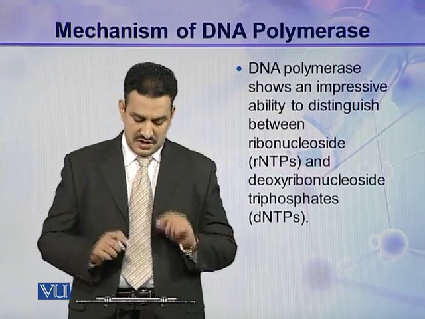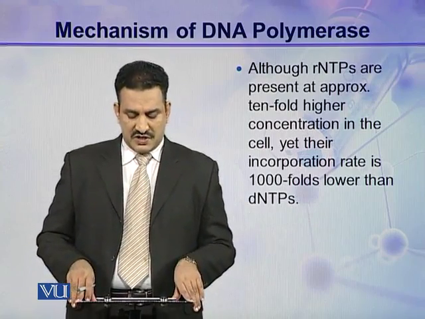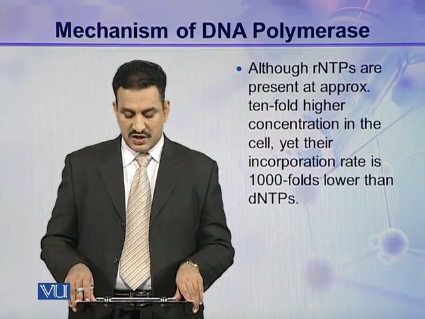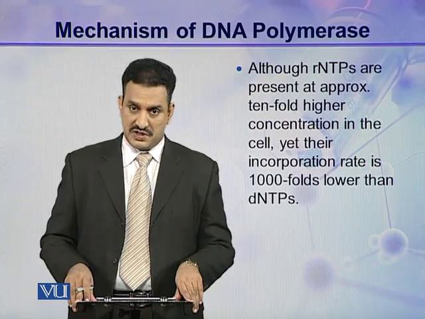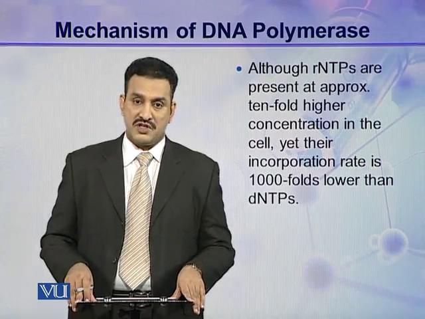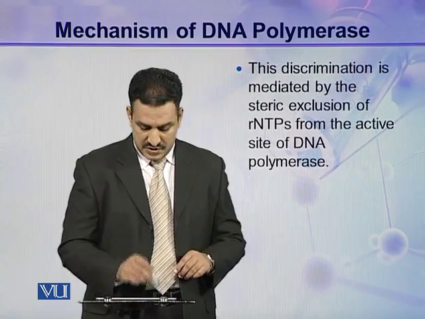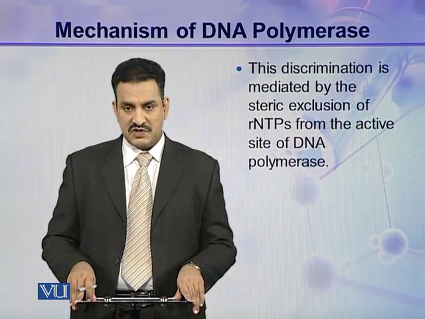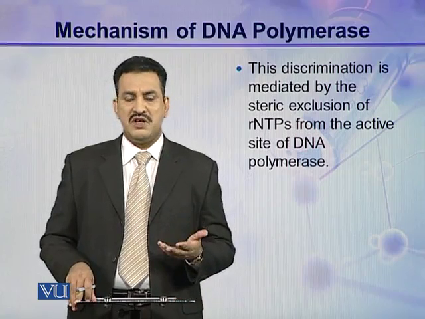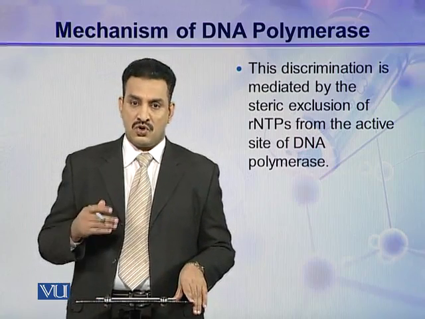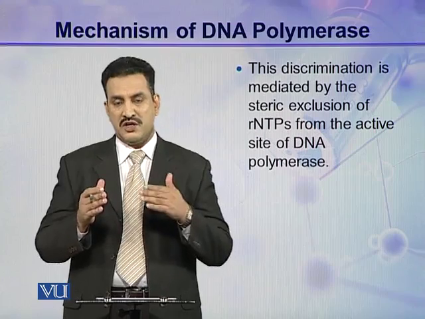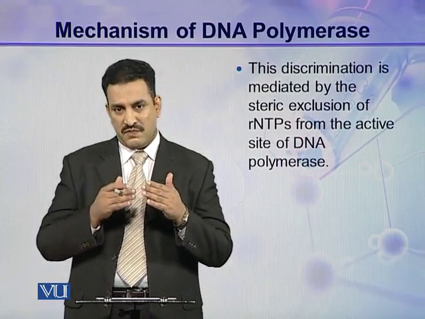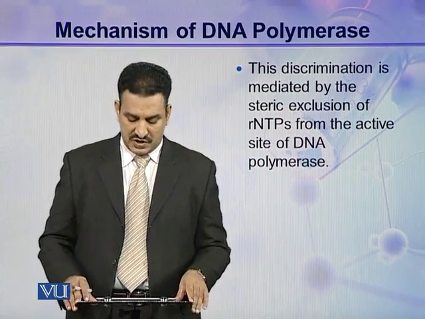between RNTPs and DNTPs. Although RNTPs are present at approximately 10 fold higher concentration in the cell, yet their incorporation rate is 1000 fold lower than the DNTPs, and that is due to the ability of DNA polymerase to distinguish between RNTPs and DNTPs. This discrimination is mediated by the steric exclusion of RNTPs from the active site of DNA polymerase. This is similar to what you have seen in the case of a wrong DNTP, which has come to join the template, but the catalysis doesn't take place due to ill alignment of the 3' hydroxyl and the alpha phosphate group.